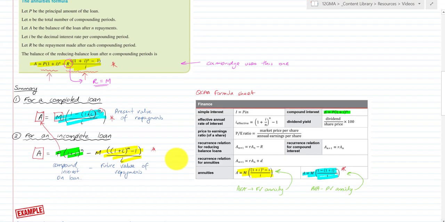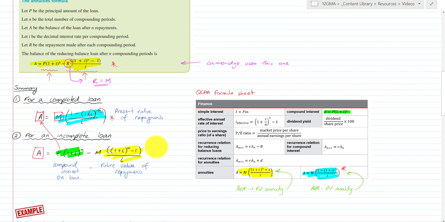The second one, though, is for an incomplete loan. Really handy if you want to know, well, how much do I still owe in a few months? And how much do I still owe will be this A. It has a different meaning for the A's. Whereas this P will be the principal amount, how much you originally borrowed. M is the amount you're paying off per month. The I and the N are the same.